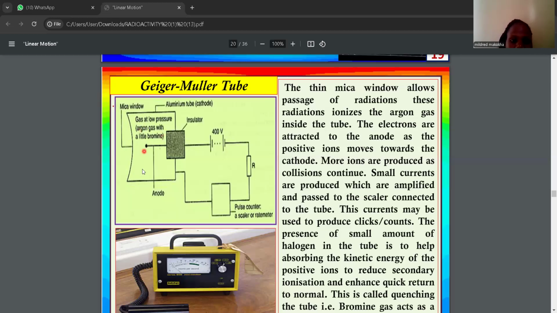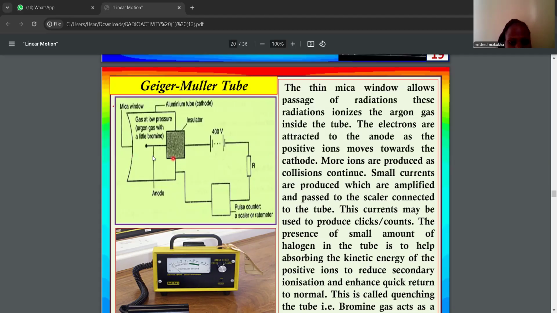Then within the tube, we have gas at low pressure. That is the argon gas with a little bromine. We have the aluminum tube, that is the cathode. We have a battery here. We have a fixed resistor here and a pulse counter. This is where the counts will be registered. So this is what happens, and I've explained that in the notes.